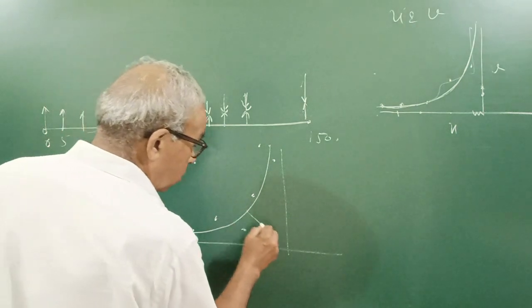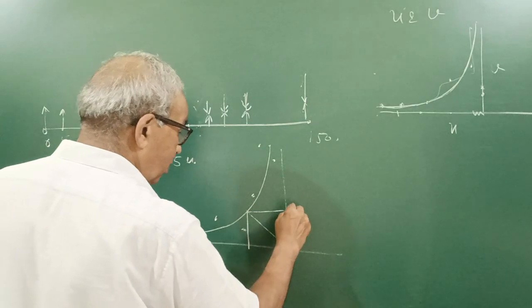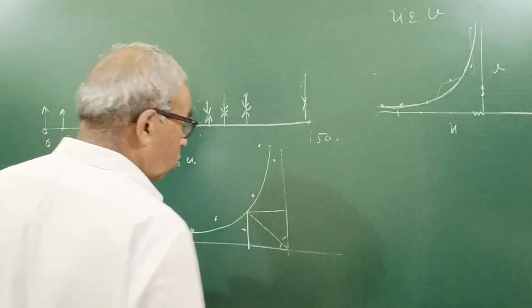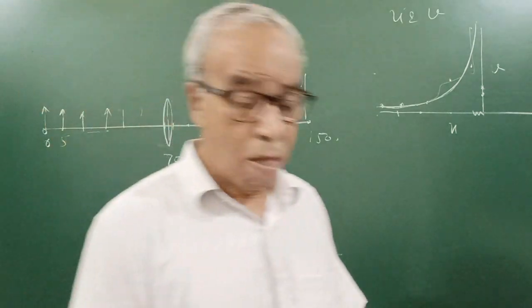Now draw the perpendicular bisector here. So these two distances will be equal. दोनों इक्वल होंगे. इमेज डिस्टेंस, ऑब्जेक्ट डिस्टेंस इक्वल कब होते हैं?